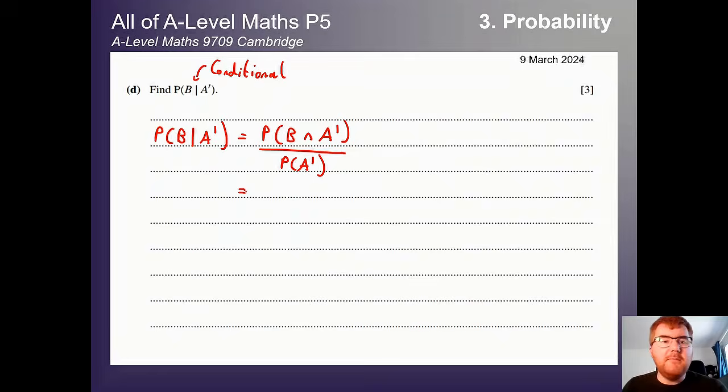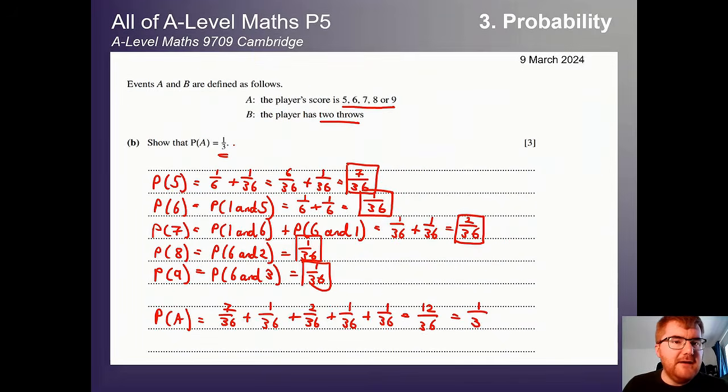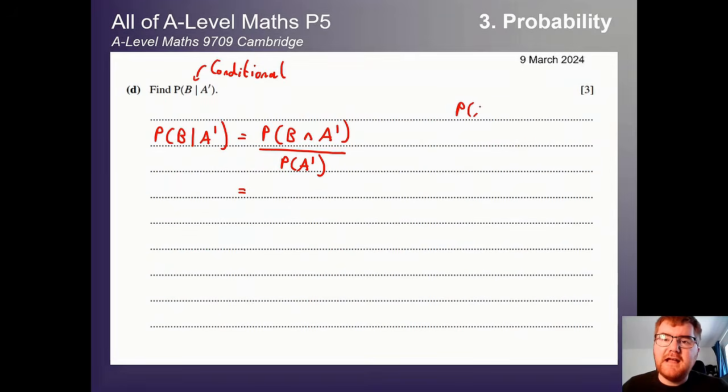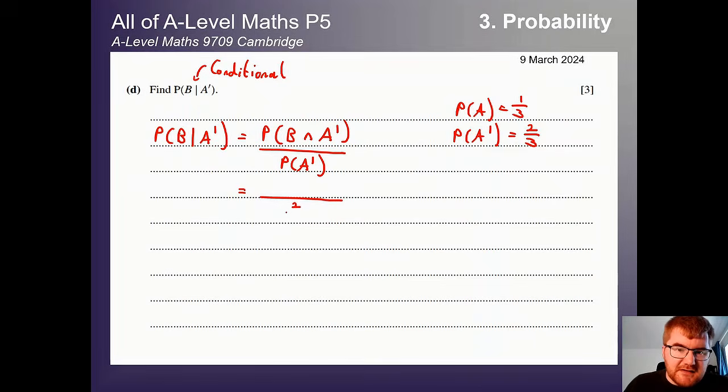Now we know the probability of A from part B. So we know the probability of A is 1/3. Therefore the probability of not A, because all probabilities add up to 1, must equal 2/3. So we can pop 2/3 down the bottom here. Now we need to think through very carefully what the probability of B and not A is.